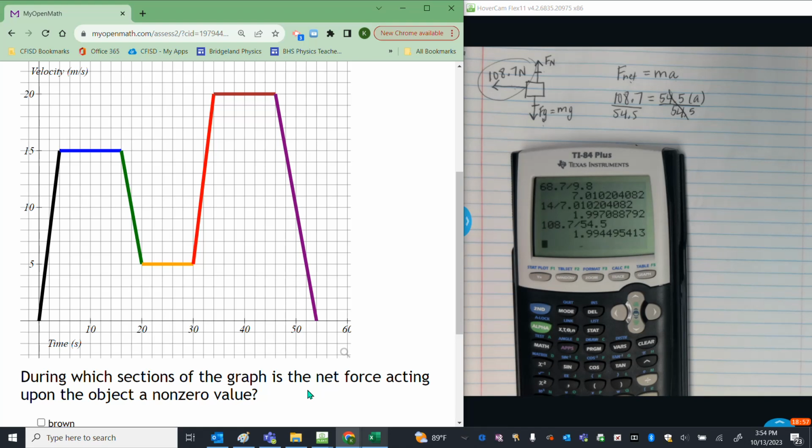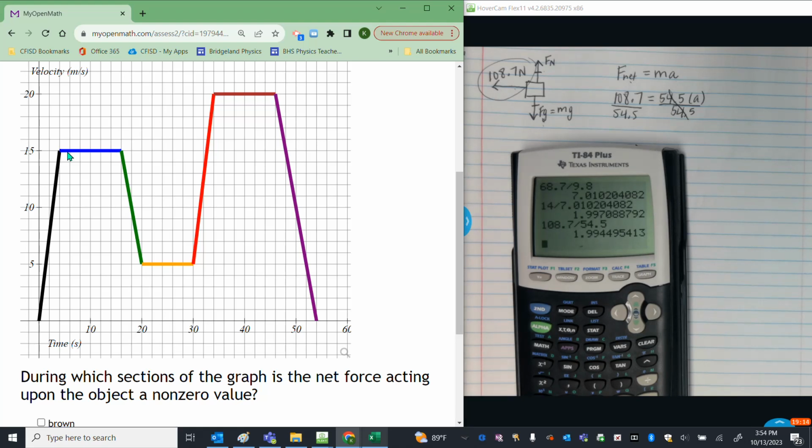For example, if I look at this blue section up here that is horizontal, this represents a period of time where I have a constant velocity, specifically of 15 meters per second, but I have constant velocity. That would only happen if my net force was 0.